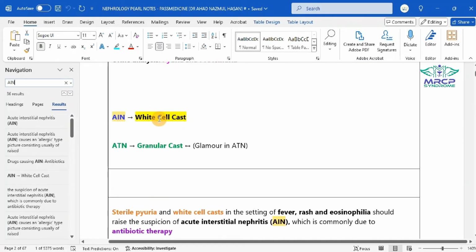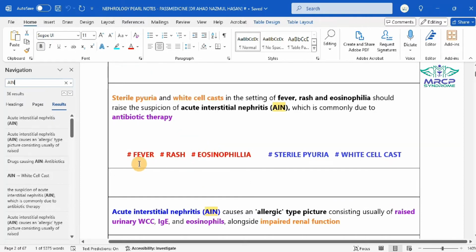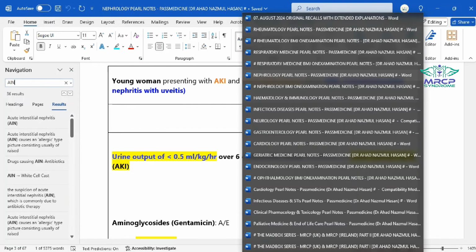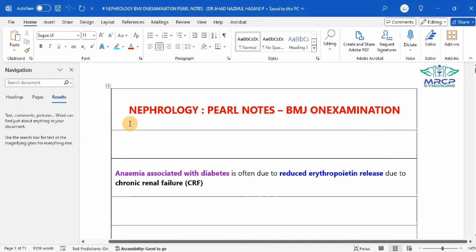So AIN will have the white cell cast, ATN will have the granular cast. So fever, rash, eosinophilia, sterile pyuria, and the white cell cast. And the management should be discontinuation of the offending drugs.